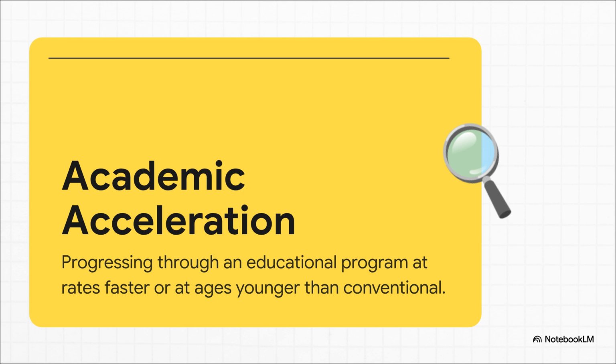So what does this actually mean? Well, academic acceleration is defined as progressing through an educational program at rates faster or at ages younger than conventional. It is literally the key to providing that necessary challenge so advanced learners can actually thrive, instead of just coasting along on autopilot all day.